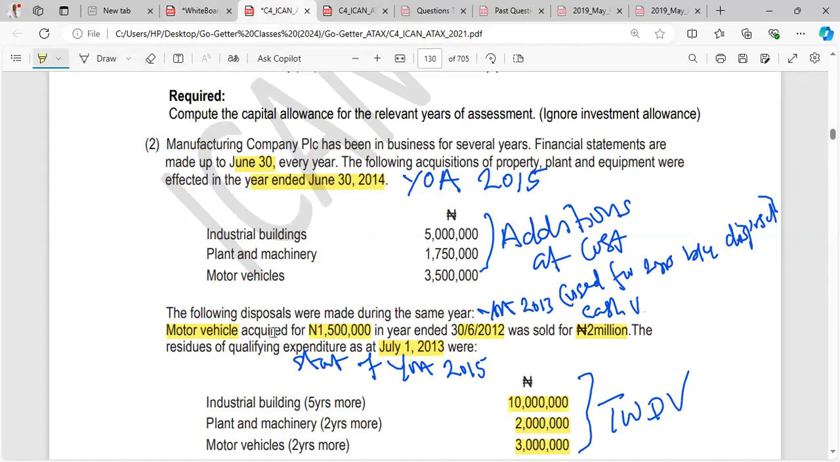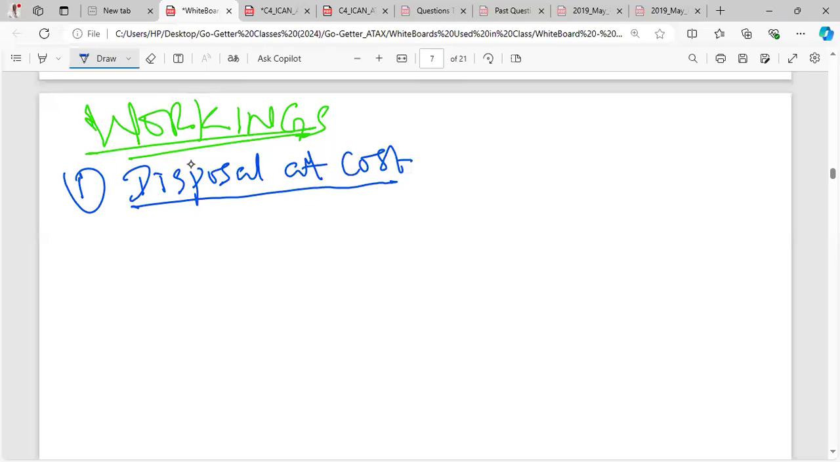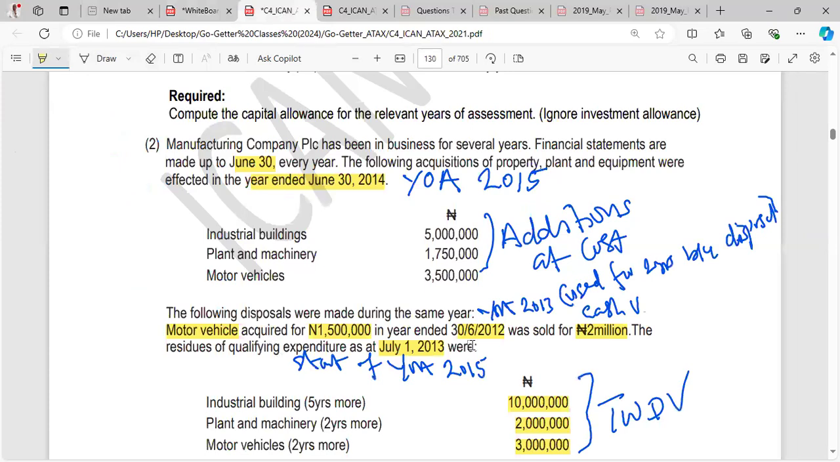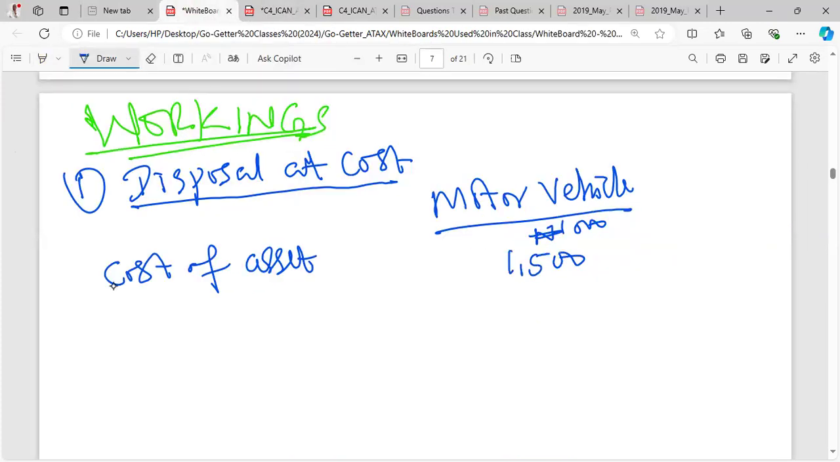Now look at motor vehicle. It was acquired at 1,500,000. So I will say motor vehicle, cost of assets, 1,500,000. I think I should have put these three zeros up so that our answer should be consistent, because we have a 30 up here. So let me just put this 30. So this 1,500,000, right? That's fine. And we used the asset for 2 years. We established that before it was disposed.